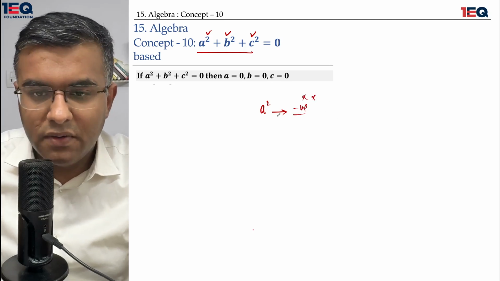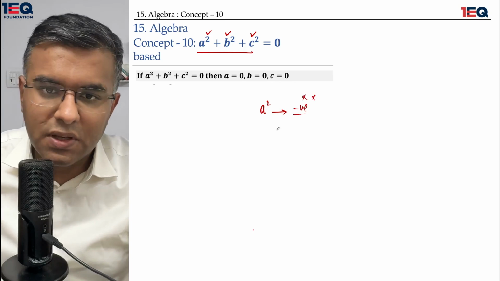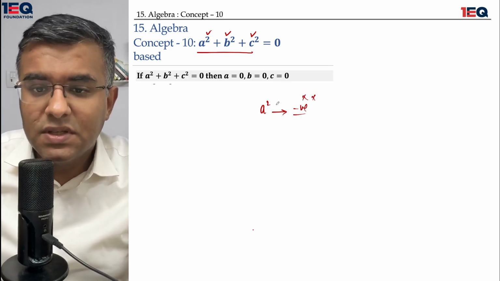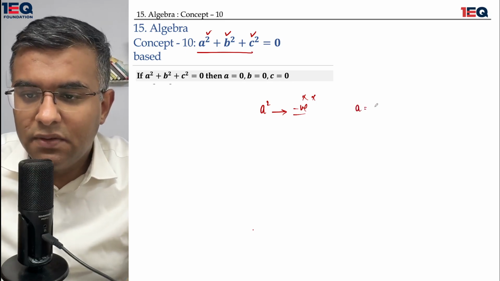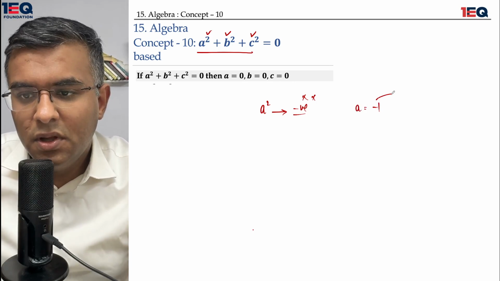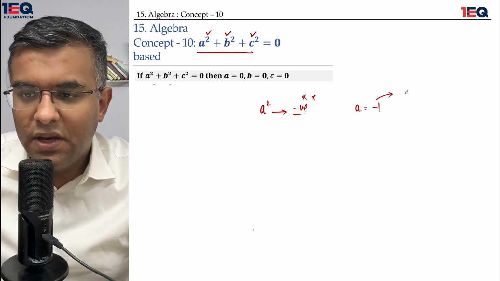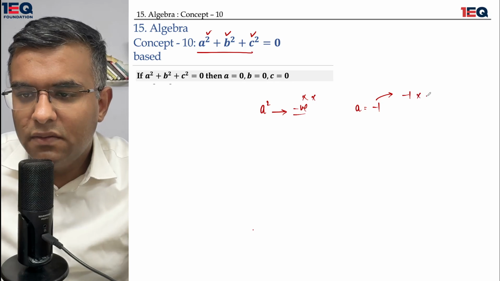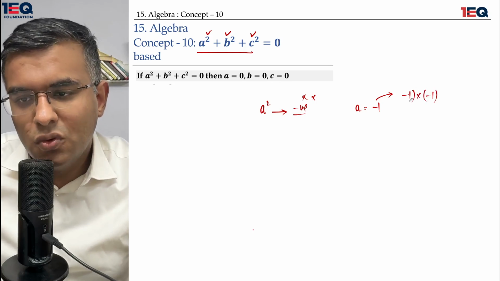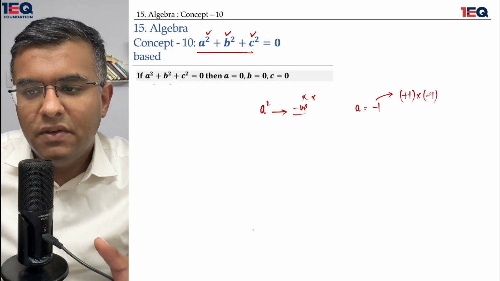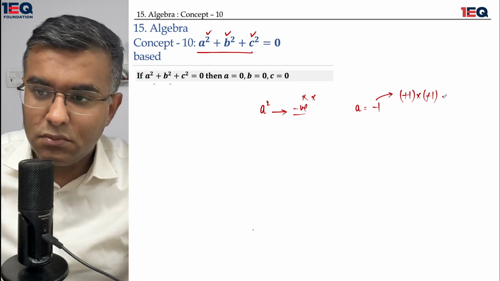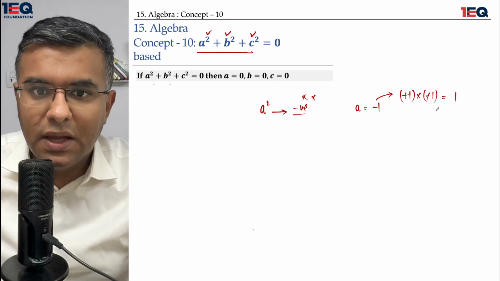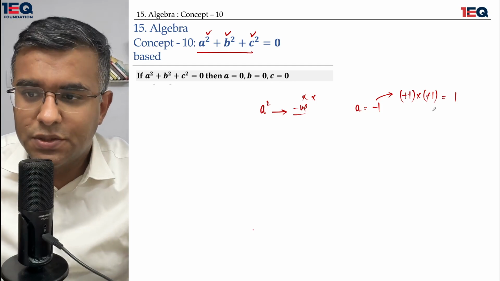It cannot be a negative number. Similarly, b square and c square also can never be negative numbers, because anything which is squared, had it been a negative number in its true form, when I square it, the negative number also loses its sign, because when two negatives are multiplied together, the minus gets cancelled out and the square comes out into the real picture.